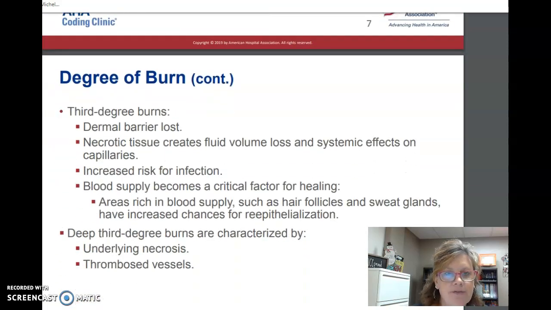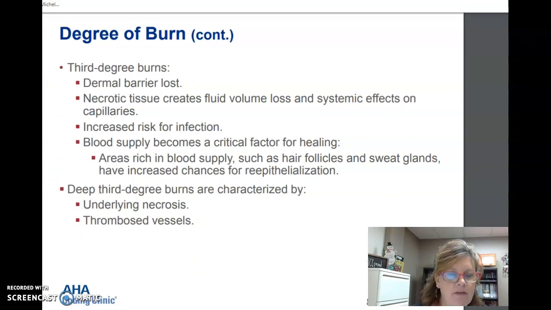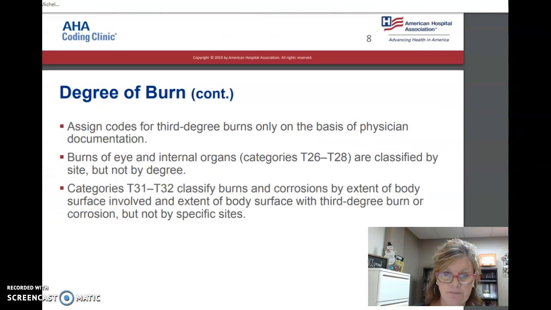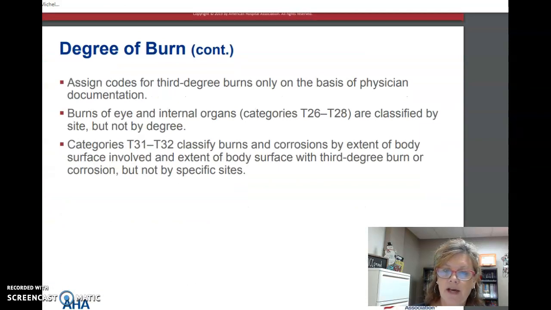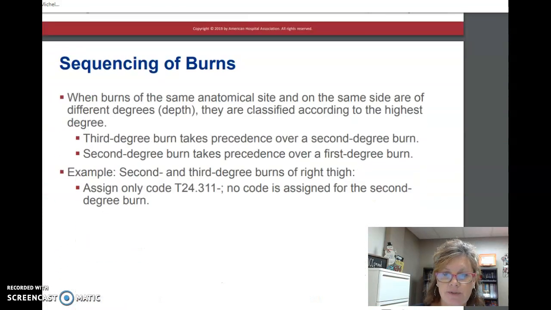Third degree burns, of course, those are the worst. We have a dermal barrier loss. We have necrotic tissue. Deep third degree burns can be necrosis, it's thrombosed vessels. Okay, so again, to code a third degree burn, make sure that the physician documents that that's what it is. We also are going to talk about sequencing.